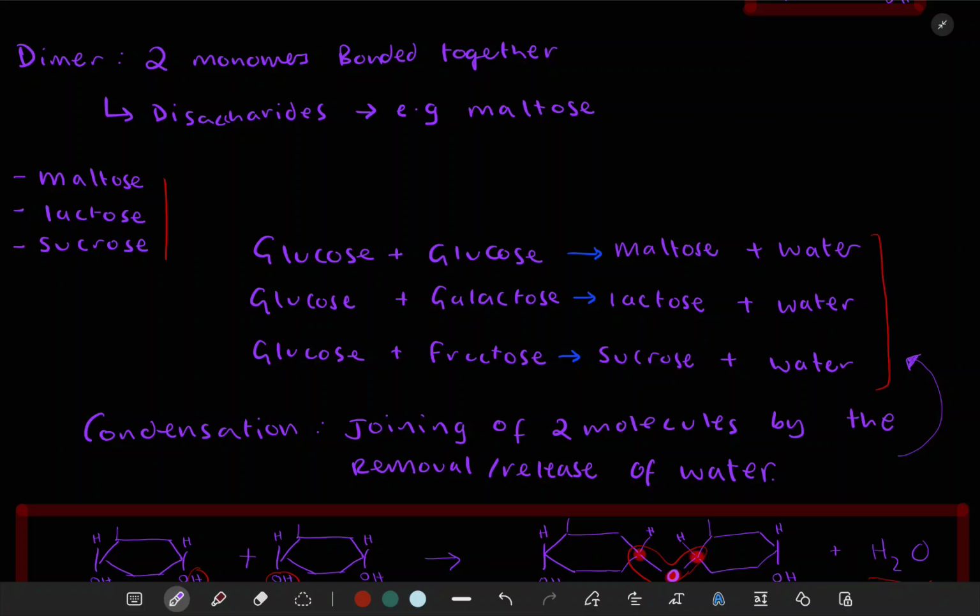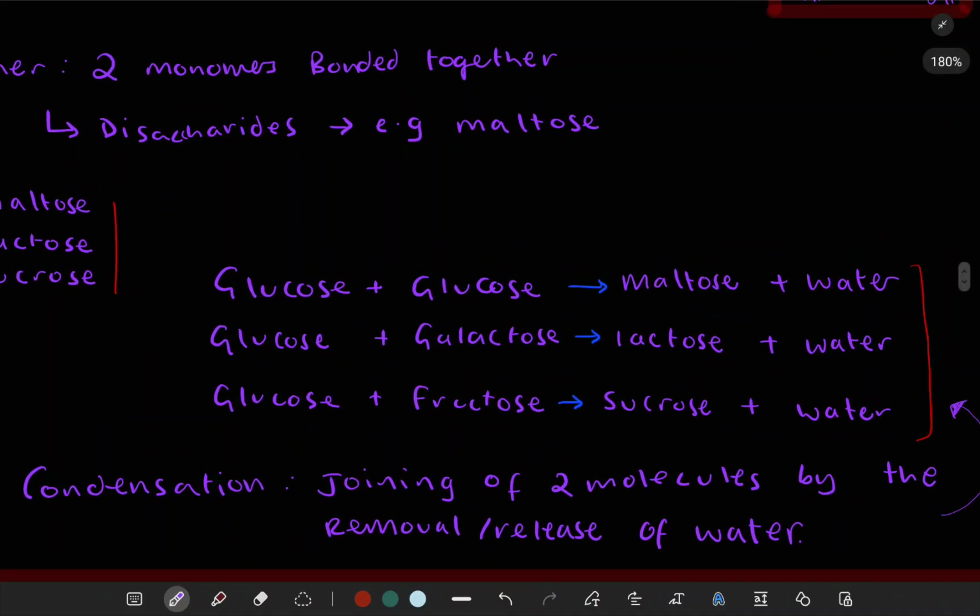Glucose plus glucose makes maltose and water. Glucose and galactose make lactose and water. Glucose and fructose makes sucrose and water. It would help if you learn ways to memorize this, because for some people it would be hard.